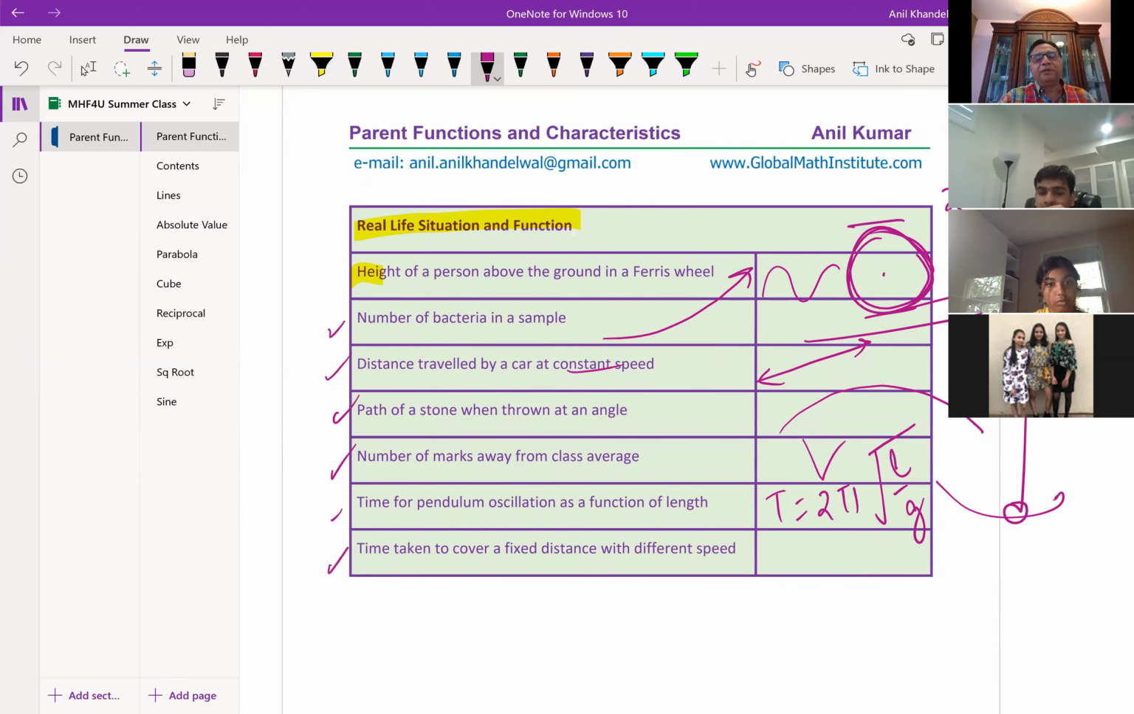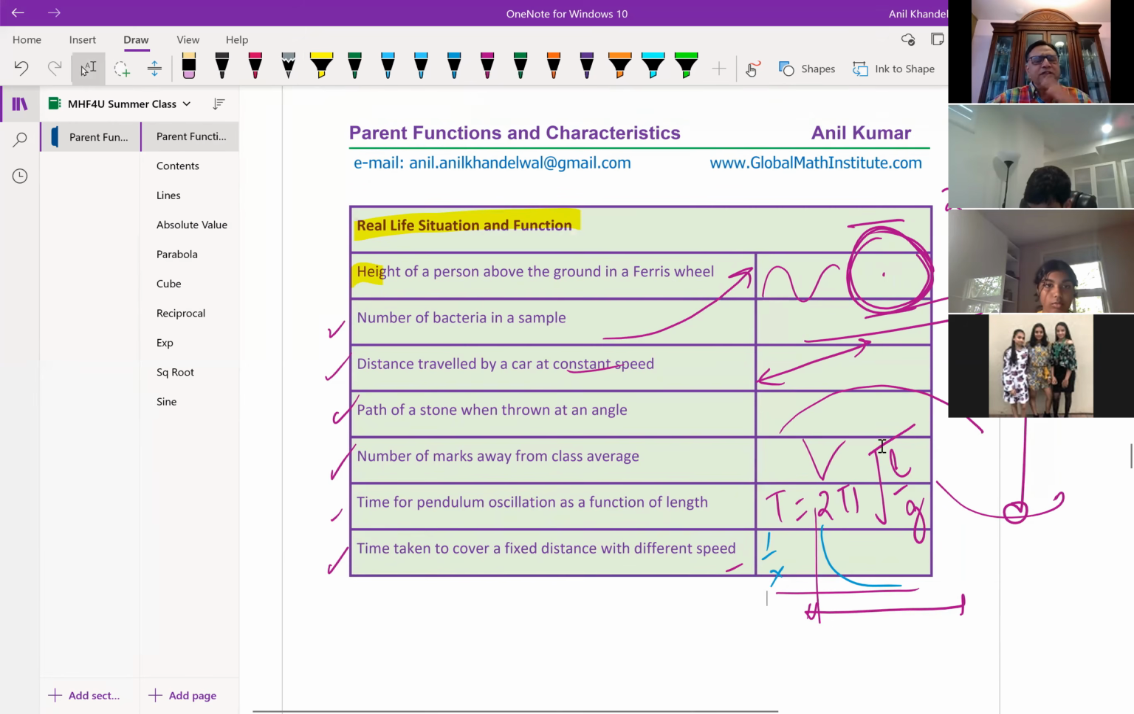And the last one: time taken to cover a fixed distance with different speed. Yes, Vishruta, can you tell me? Last one. If the distance is fixed and your speed is higher, it takes less time, correct? Low speed, more time. So what function will help you answer this question? Reciprocal function, right? Because the speed is higher, less time. So it is a reciprocal function, inverse. If you have to run 100 meters and if you run fast, you will do it in less time, correct? So time taken is lesser.